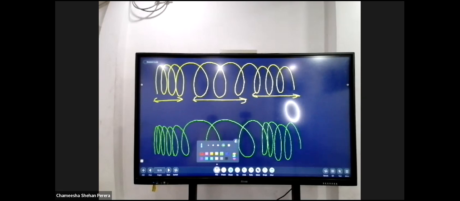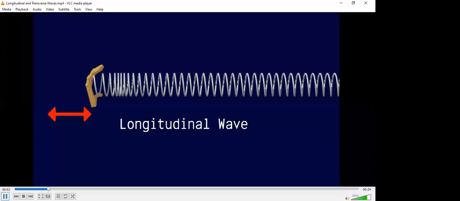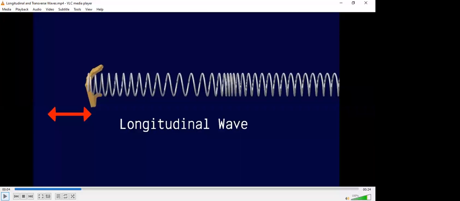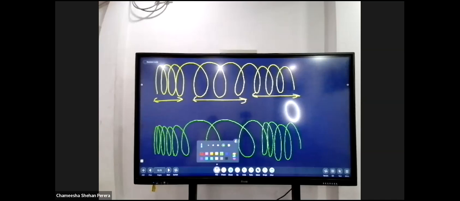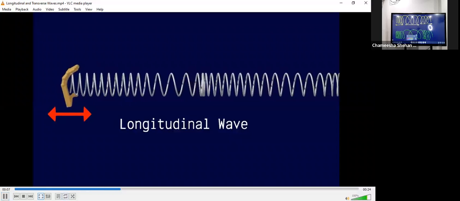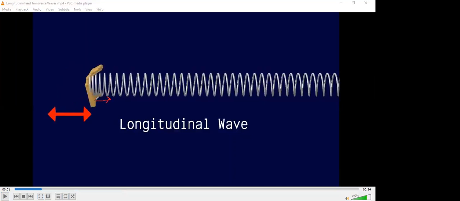Shanuki, can you remember this part? Hold on. Can you remember this one? Yeah, sir, I can remember. Okay. Now this region, can you see this region? Now this region, Chanuki, we call this region a compression.